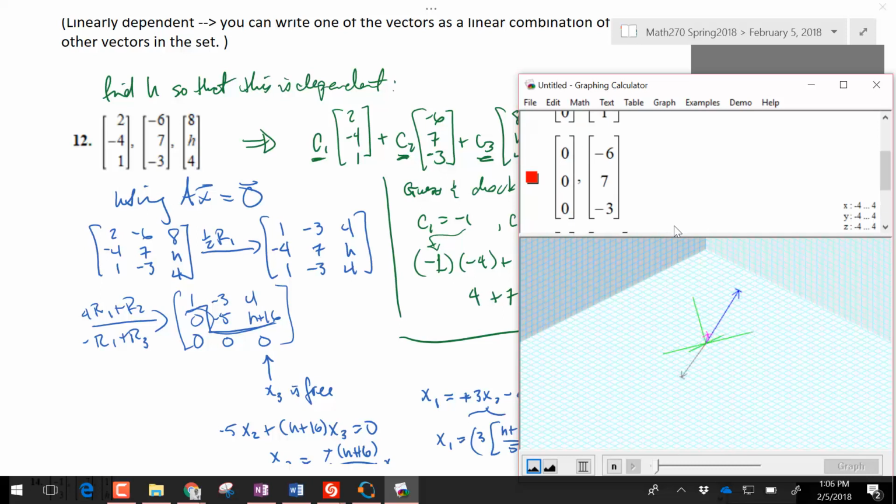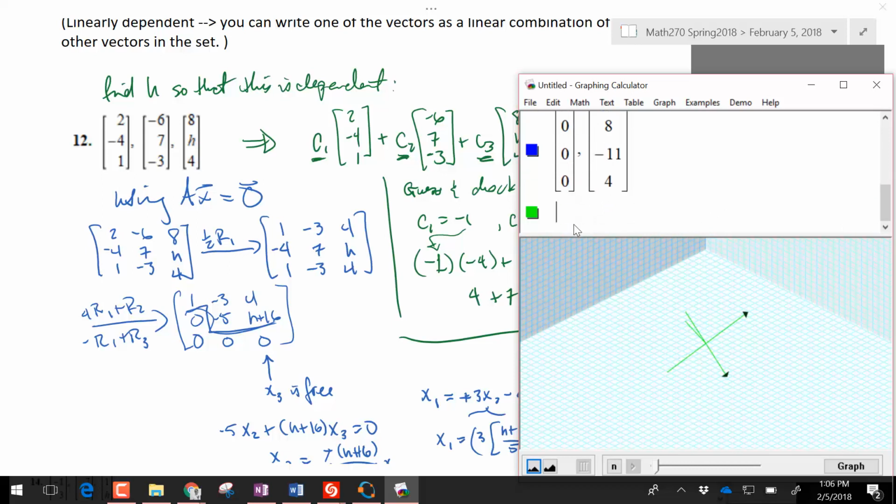It would make it easier, but then I'd have to do it. So I'll graph it using parametric form. Let's see, was it S and T? That was U and V. U times the first vector. This is our first vector. Plus V times the second vector. This is our second vector.